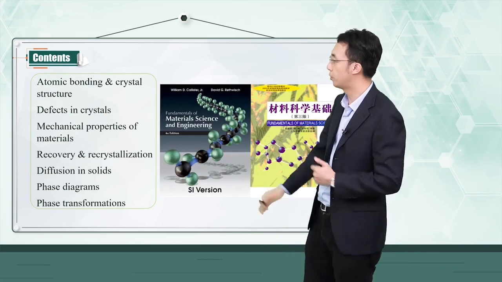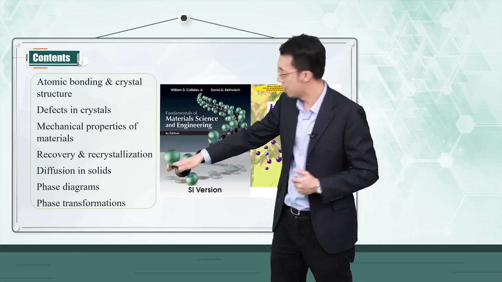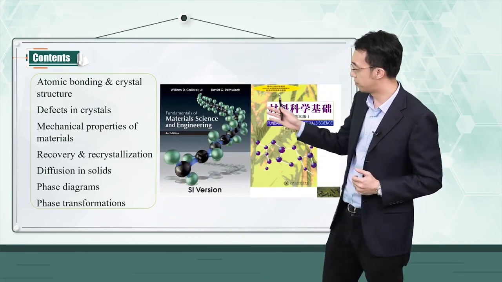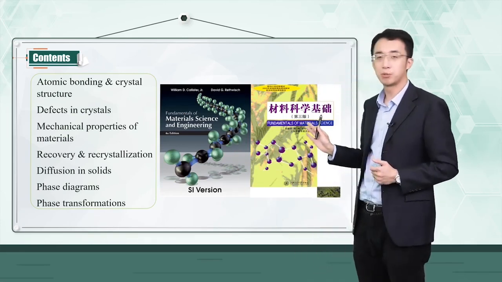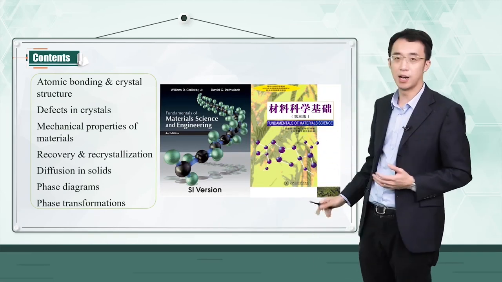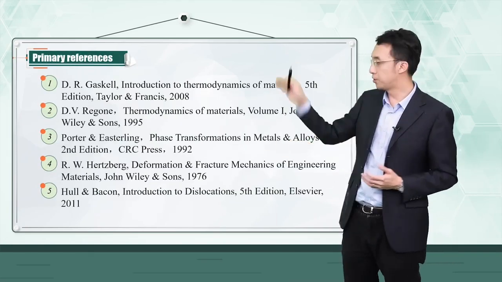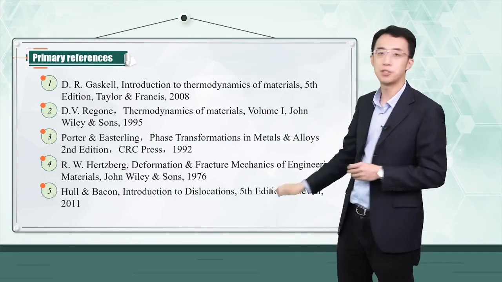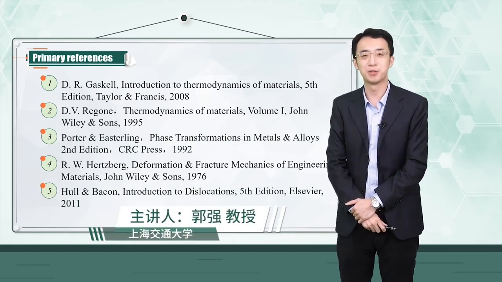So essentially, the topics in this lecture series will include atomic bonding and crystal structure, defects in crystals, mechanical properties, recovery and recrystallization, diffusion, phase diagram, and phase transformation. Okay, the basic textbook is this English textbook called Fundamentals of Material Science and Engineering, and the Chinese reference book is this one published by Shanghai Jiao Tong University. So we have several primary reference books on different topics, and along with the lectures, I will give the citations of these reference books properly.